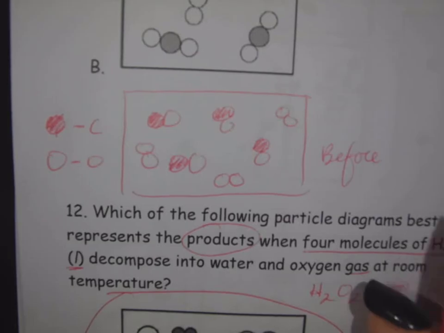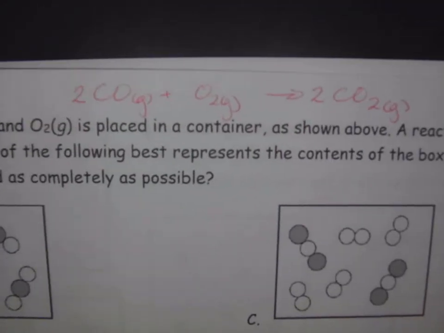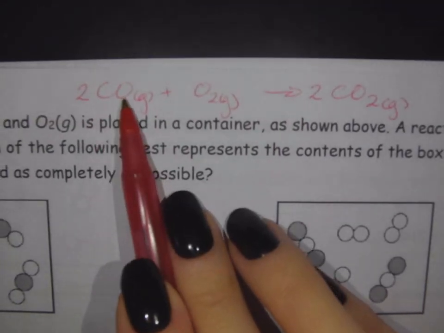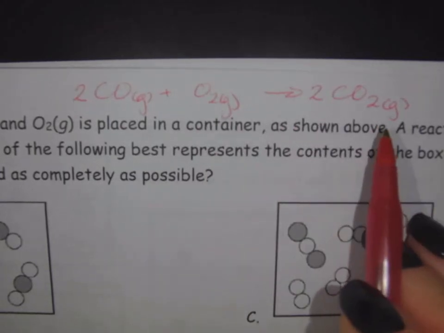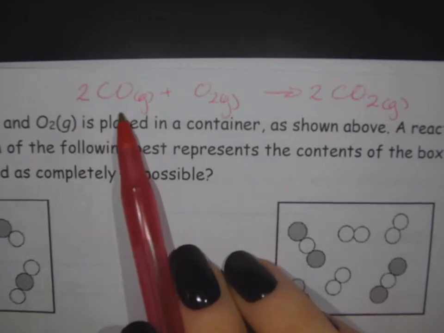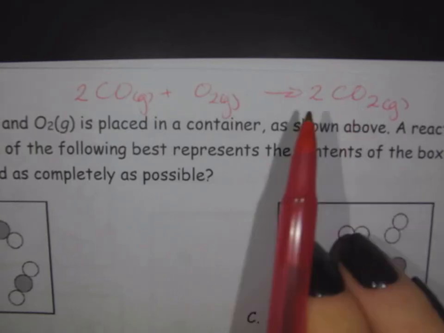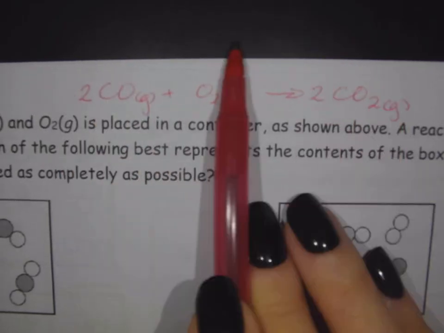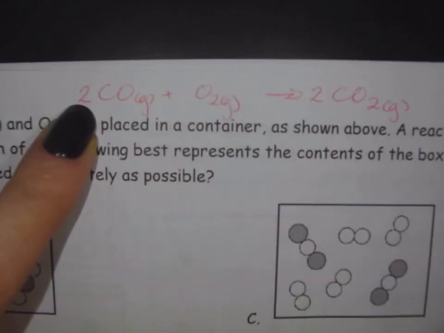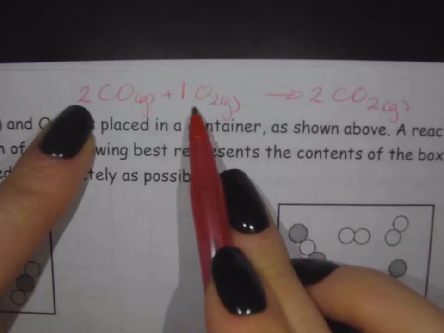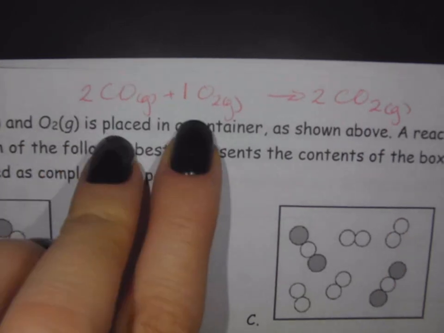And I want to show you this. So the chemical reaction for this is 2 CO molecules plus 1 O2 results in 2 carbon dioxide. Okay? That 2 carbon monoxides plus 1 O2 will make 2 carbon dioxides. So think of this as my recipe. This recipe tells me that I need 2 carbon monoxides and 1 O2, and that's going to make 2 carbon dioxides. So this is my recipe.